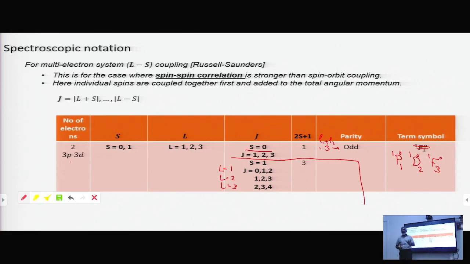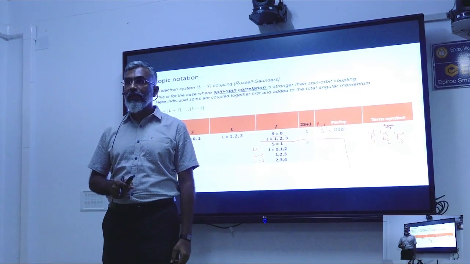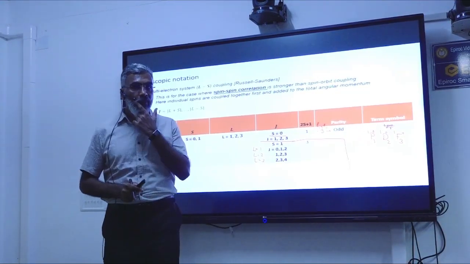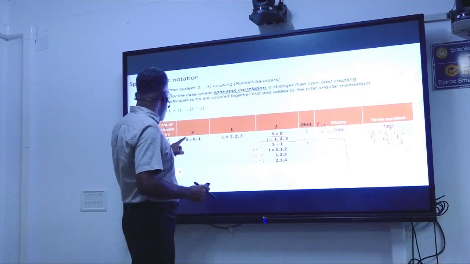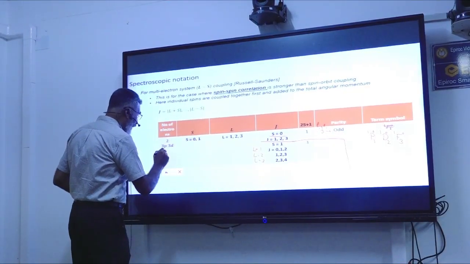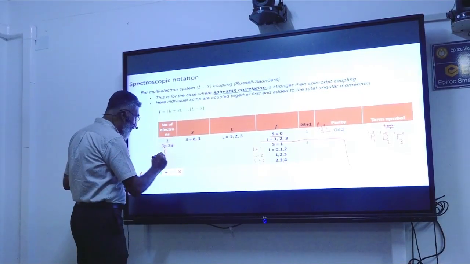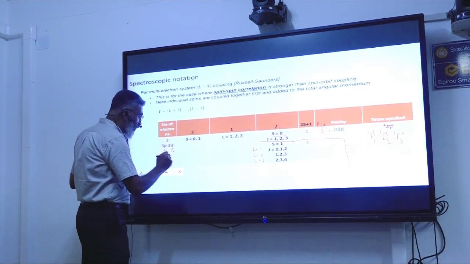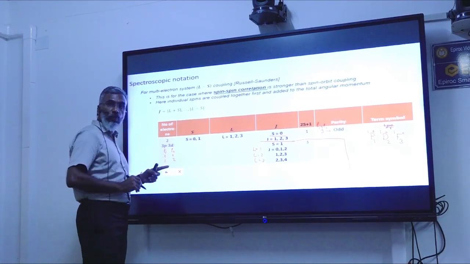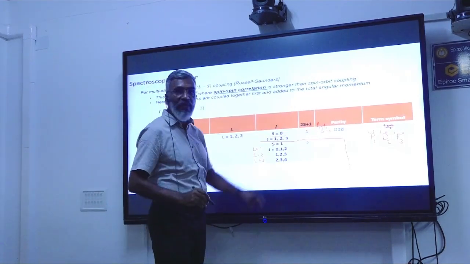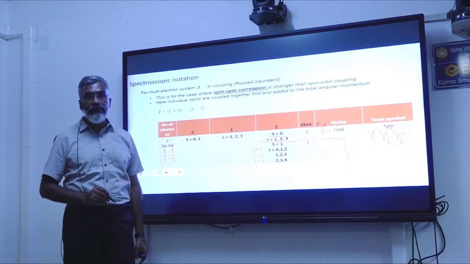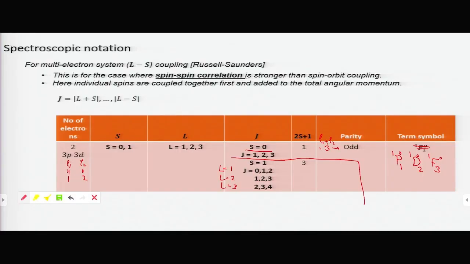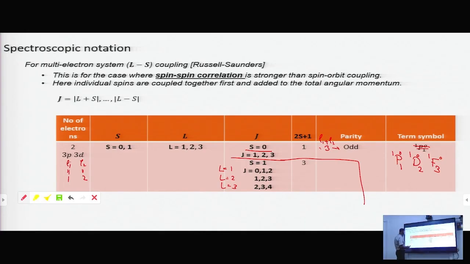Parity is, so this is N1, right? And then why? Because it's a p orbital. This is L2, which is B, which is a 2. So N1 plus L2 is 3, which is odd. Okay? Is it clear? Okay.